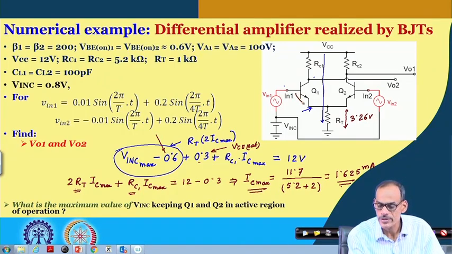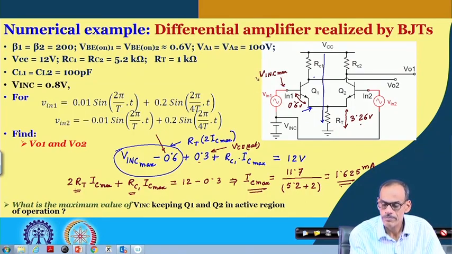Now, if I add this 0.6 volt here to get the corresponding maximum voltage of V in C max, so that becomes equals to 0.6 and 3.26. So, that is 3.86 volt.